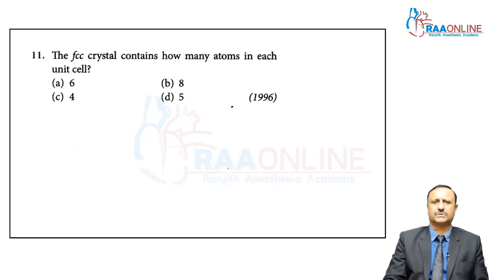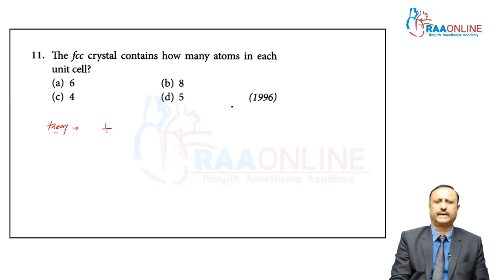Now we can see question number 11. The FCC crystal contains how many atoms in each unit cell? Here, my dear students, in FCC, 1 upon 8 at the corner multiplied by 8, plus 1 upon 2 multiplied by 6. Then here 3 and here 1. So in total you can get 4 atoms.